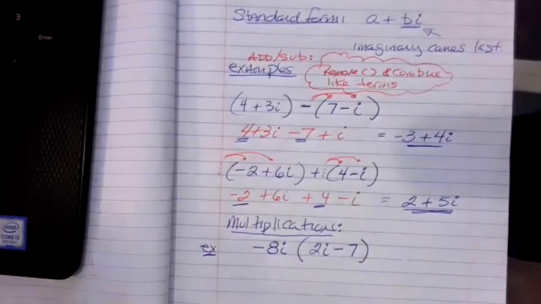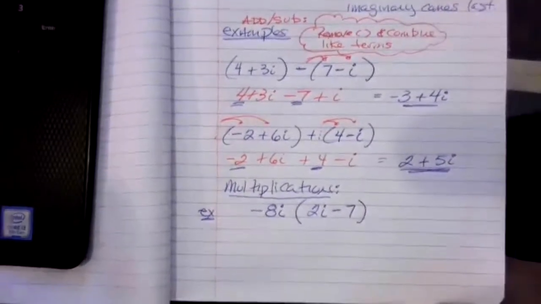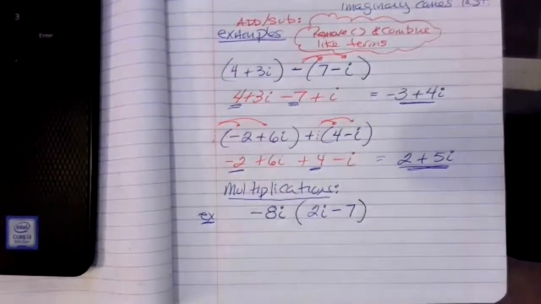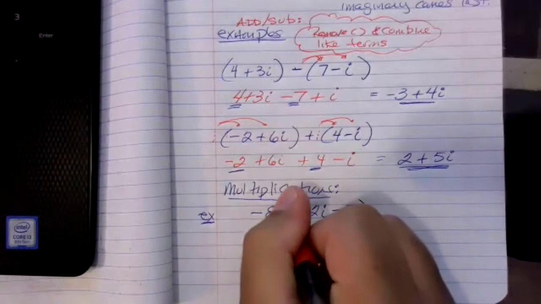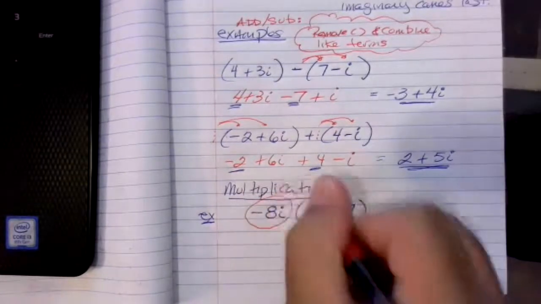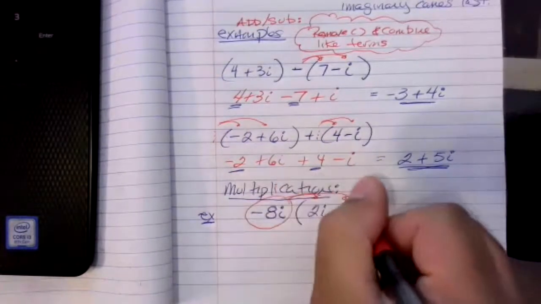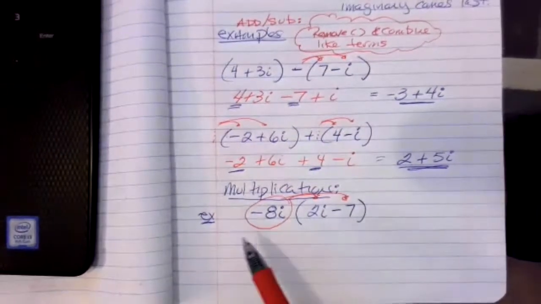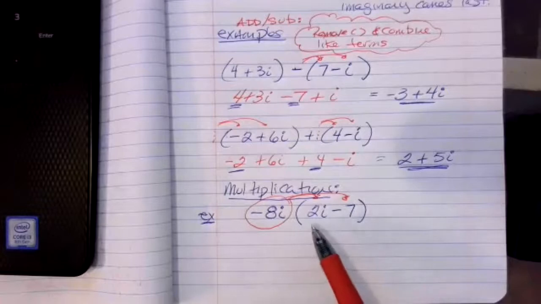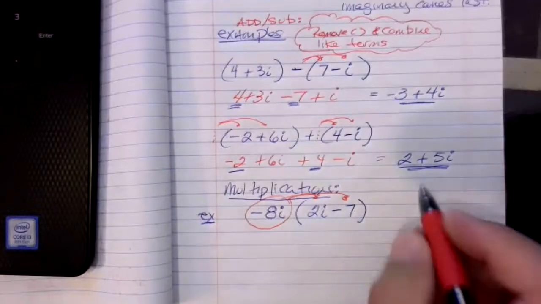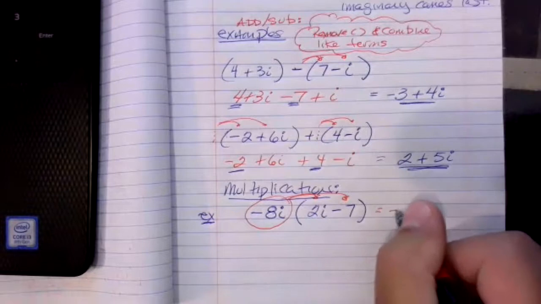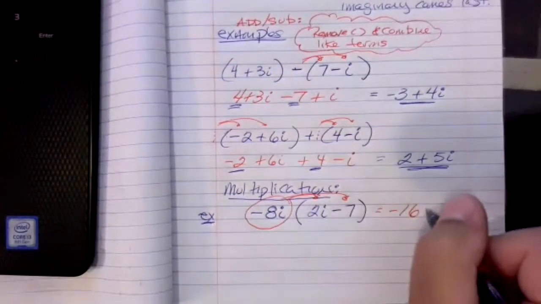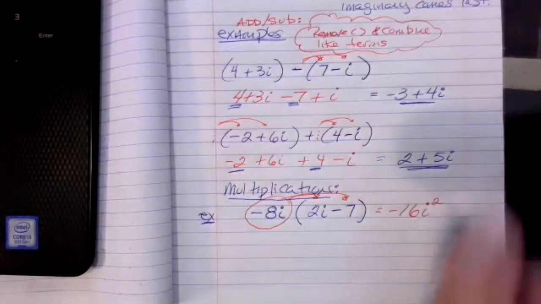Here's a multiplication problem. And just like with regular polynomials, we're going to take what's on the outside and distribute it to what's on the inside in order to remove the parentheses. So here I have a negative 8i times 2i. Negative 8 times 2 is a negative 16. i times i is i squared.